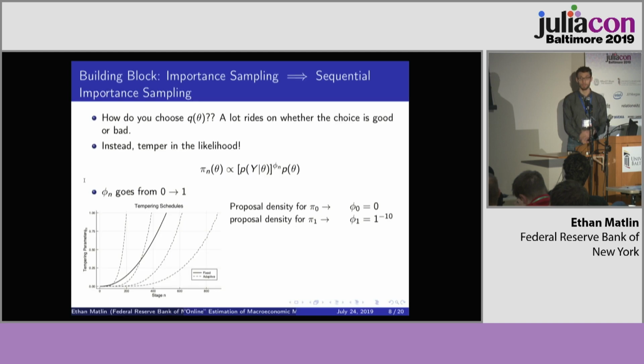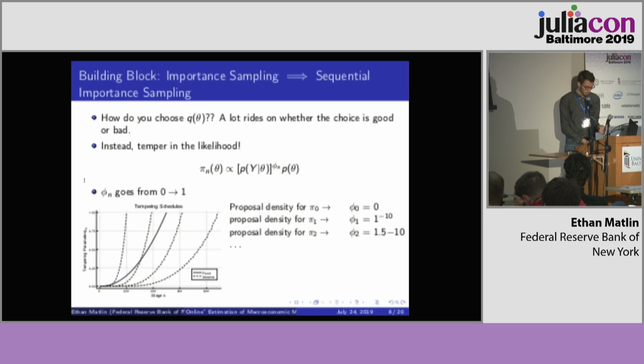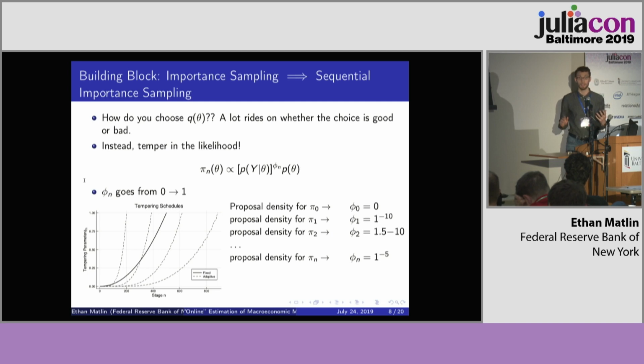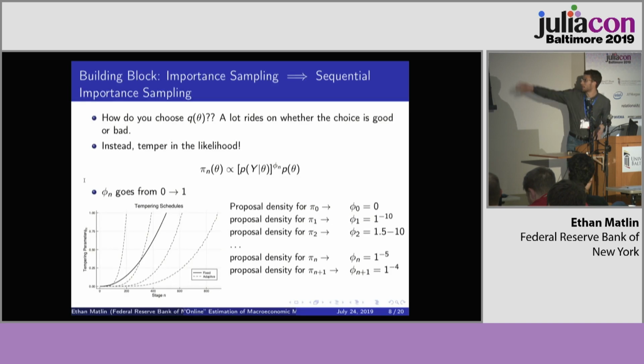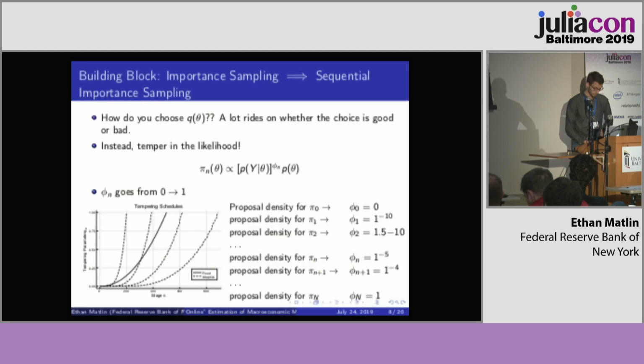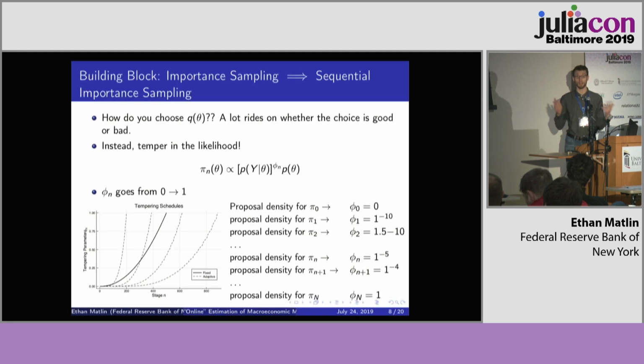So you start at 0, you continue going, 1e-10, a very small number, 1.5e-10, that should be an exponent, obviously, another small number, but then you move on in the tempering schedule, and you get to n, and by this time your phi is still small, but it's gotten significantly bigger than it was at the beginning. You keep going, and now you're moving much faster because you've got into this faster sloped part of the curve, and at this point you're increasing your tempering parameter much more quickly. At the end you obviously want to include all of the information in the likelihood, so this exponent phi sub n should become 1.